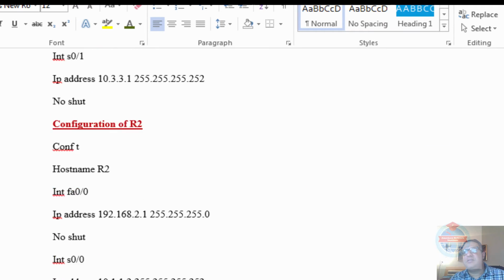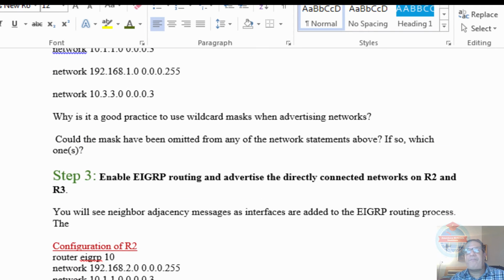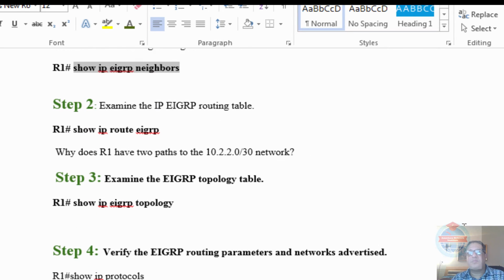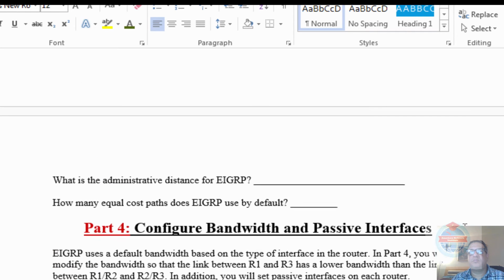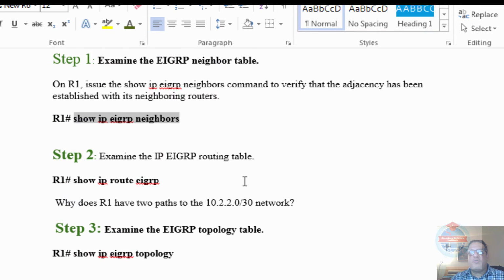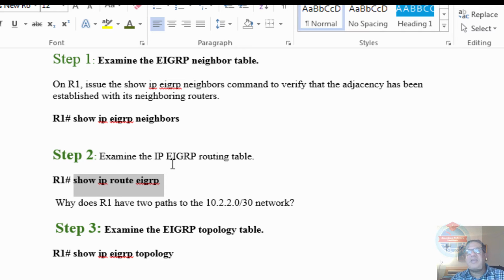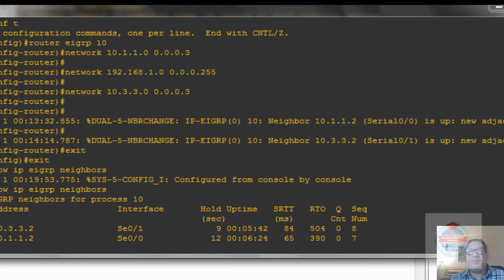So after having this, we're going to be checking the EIGRP routing table with this command, show ip route eigrp. By the way, you see over here, I didn't mention before, but these are the serial interfaces, the ones that go to 0/1 and 0/0.